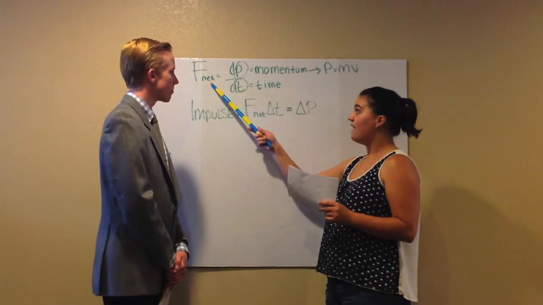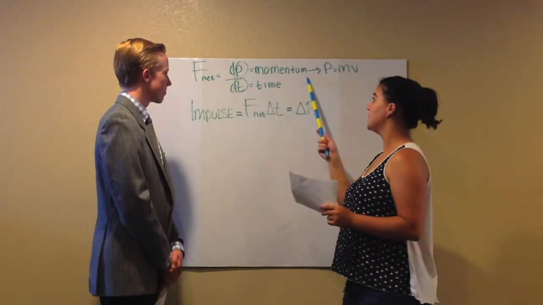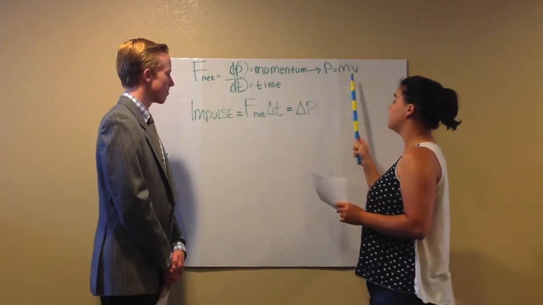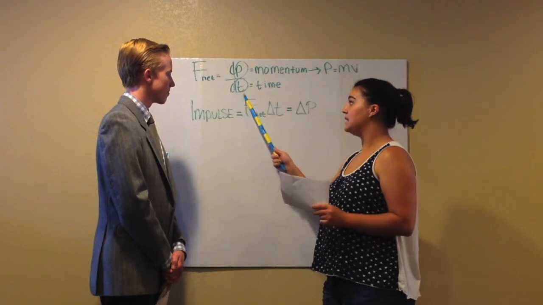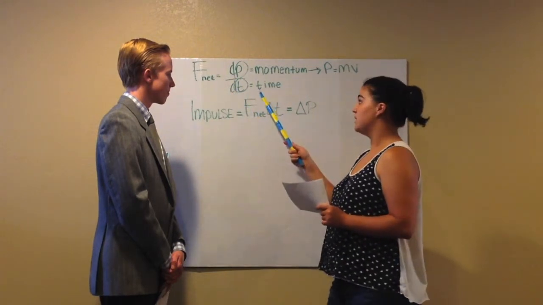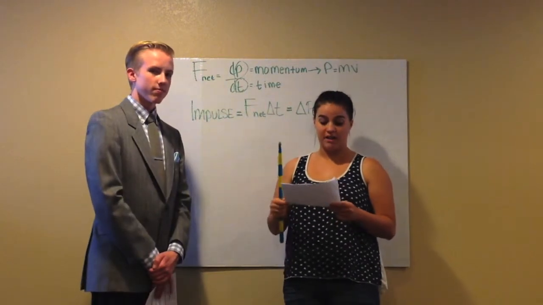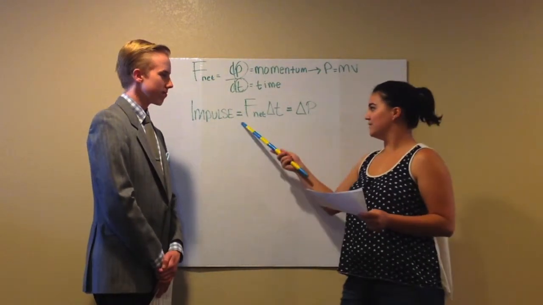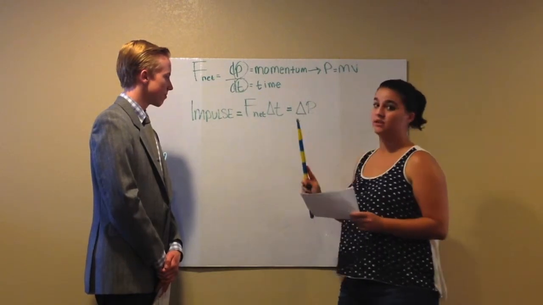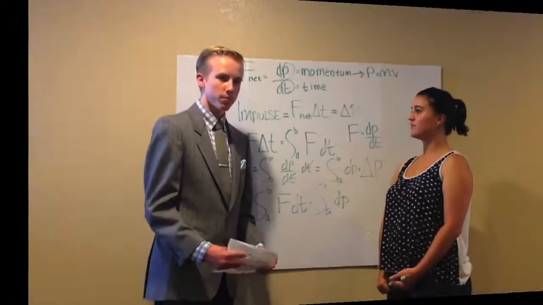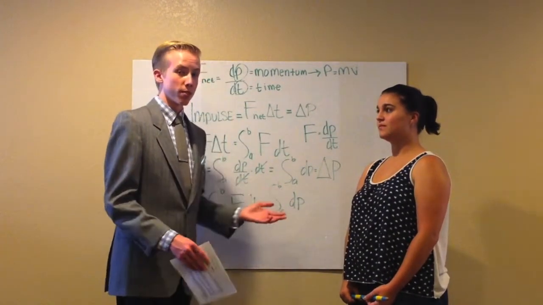We get F net equals dp over dt, which is the derivative of momentum, p, which equals mass times velocity. Now we take dp and divide it by dt, the derivative of time. Now, moving on to impulse, which is represented by F net delta t, which also equals delta p. Impulse is the change of momentum of an object to which a force is applied.